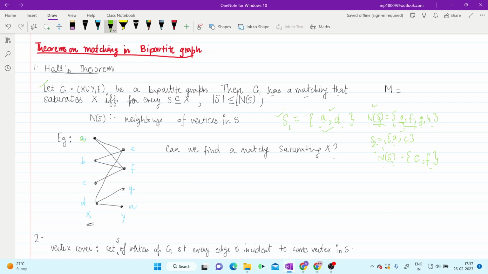So if we want to show that this graph does not have a matching that saturates X, we want to find a subset S3 of X such that this condition is not true. That is, the order of S is strictly greater than the order of N(S). So can you find some subset of X which has fewer neighbors than elements?